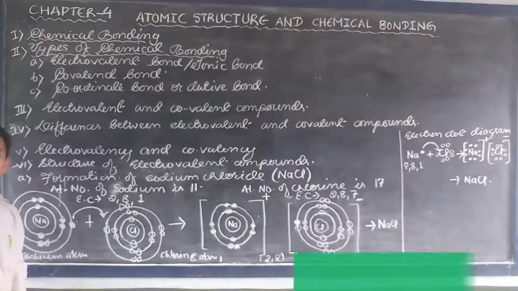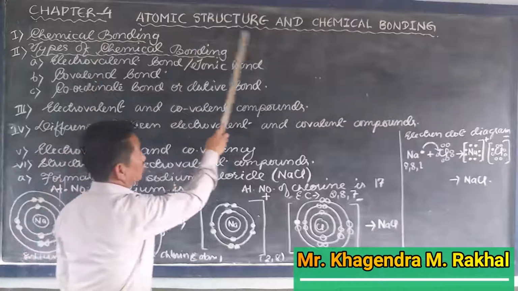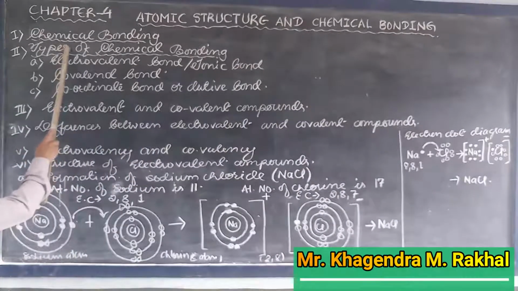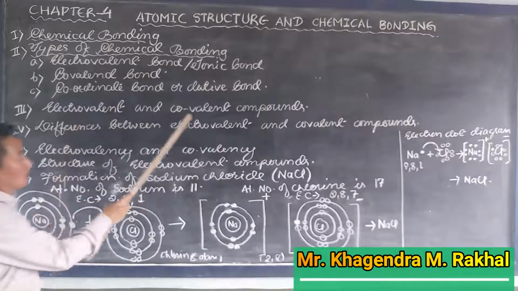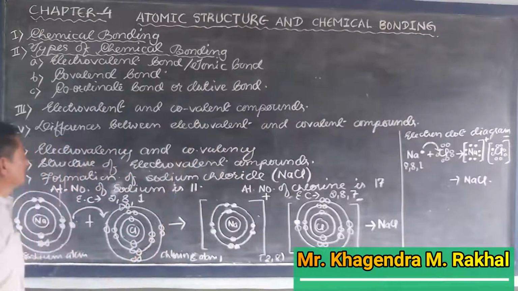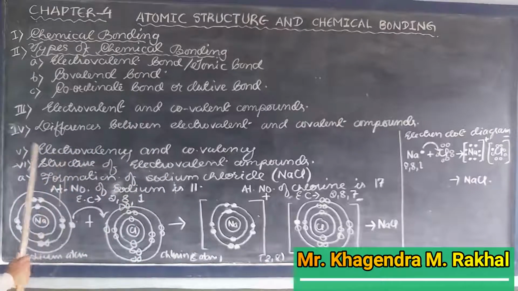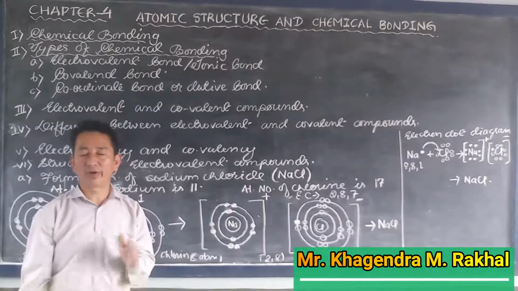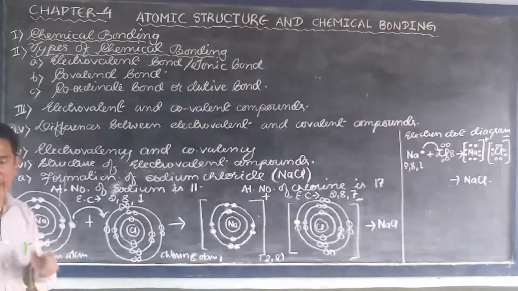Welcome back for the continuation of chapter 4 in chemistry, that is atomic structure and chemical bonding. Today I would like to explain chemical bonding, types of chemical bonding, electrovalent and covalent compounds, differences between electrovalent and covalent compounds, electrovalency and covalency, and the structure of electrovalent compounds. For this you can refer to page number 71 to 74 in your textbook.